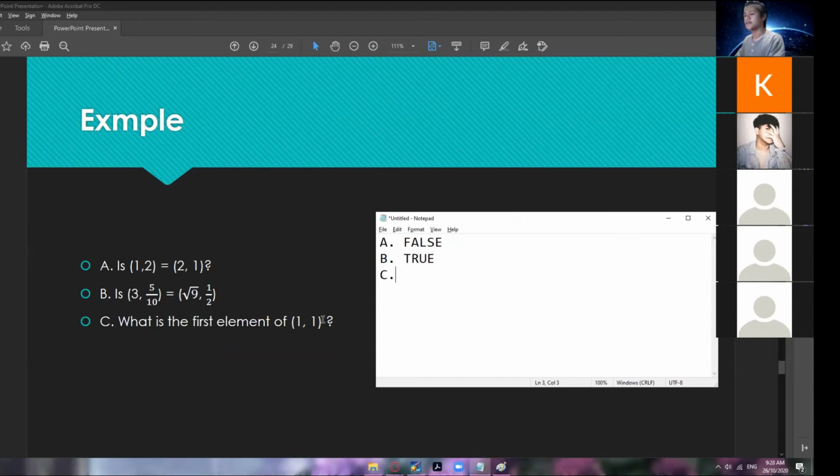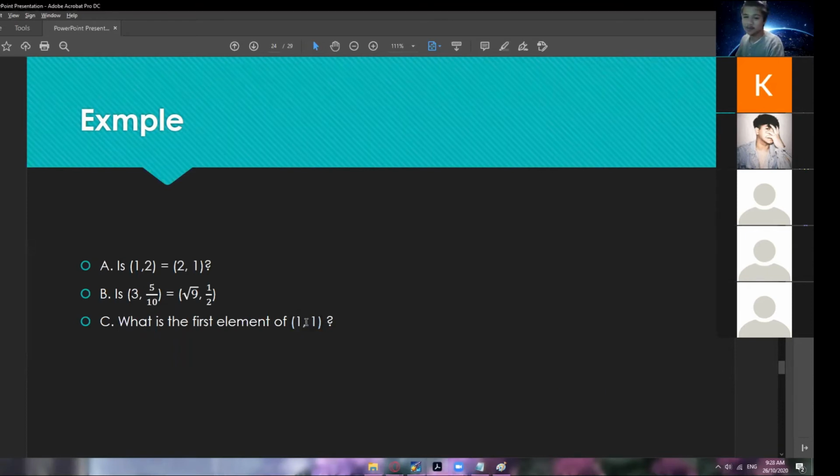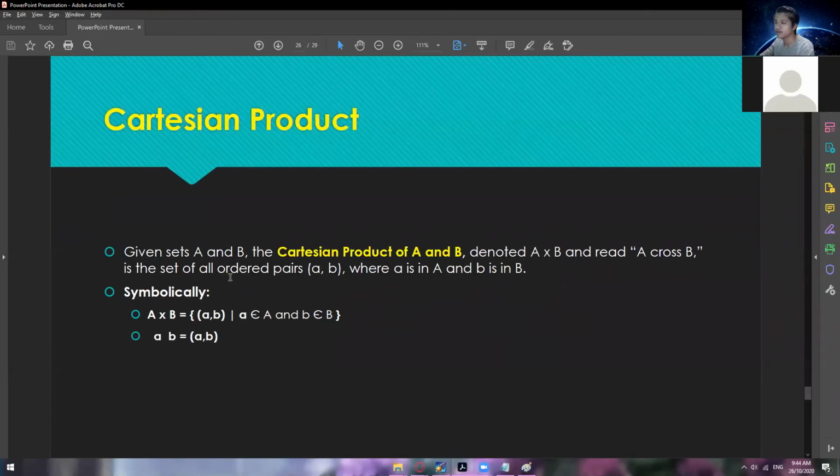What is the first element of this ordered pair? 1. So 1. Okay, so kahit anong isagot nyo, parehas lang din. Okay, so moving on, we have here a Cartesian product.